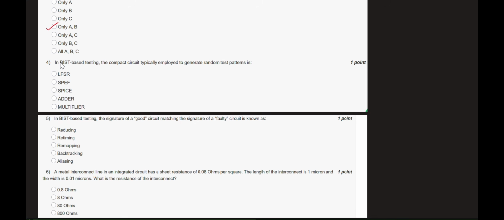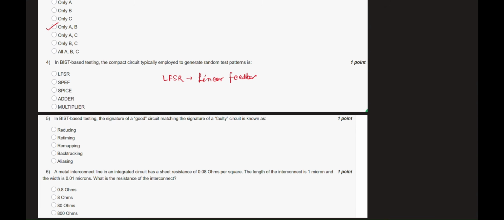Now question number 4. In BIST based testing, BIST means built-in self-test. That has been explained in the earlier part of this week's lectures. The compact circuit typically employs the LFSR to generate random test patterns. If you remember, sir has discussed this topic, linear feedback shift registers.